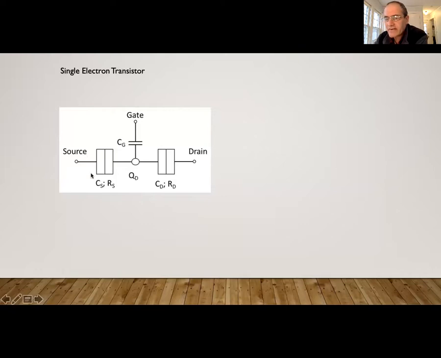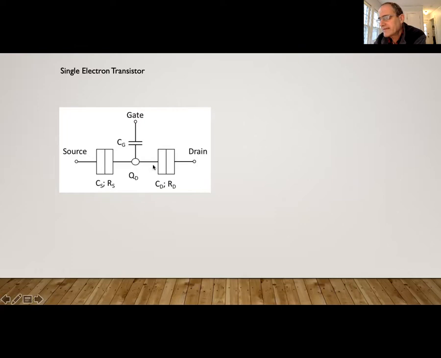A single electron transistor looks a lot like the structure we just talked about. It just has one more connection. So we have our quantum dot. We have a tunnel junction connecting the quantum dot to the source and to the drain. And then we have one more junction, now just a capacitive, not a tunnel junction, just a capacitor type. So just a capacitive junction to the gate.